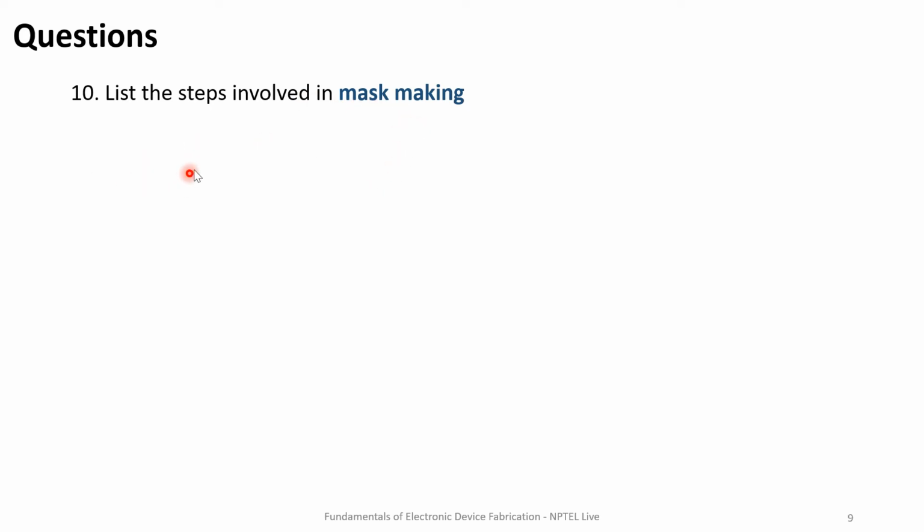You can expect questions, not the entire descriptive question, but which is the step that is used for doing so and so. Those kind of objective questions you can expect from this area. So it's better that you keep an idea of the entire process in your mind. So list the steps involved in mask making. Anybody want to give a try? The mask will be having that pattern, right? So how do we achieve that? How do we create the mask in the first place? That is the question.